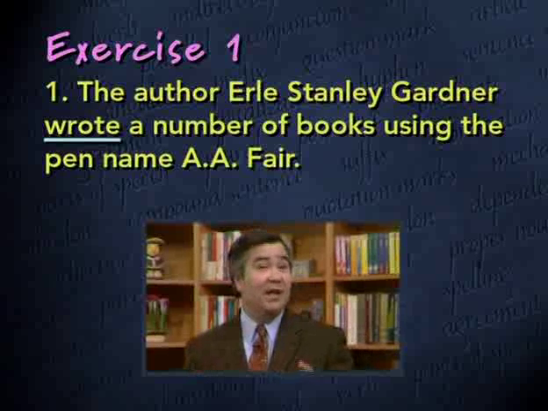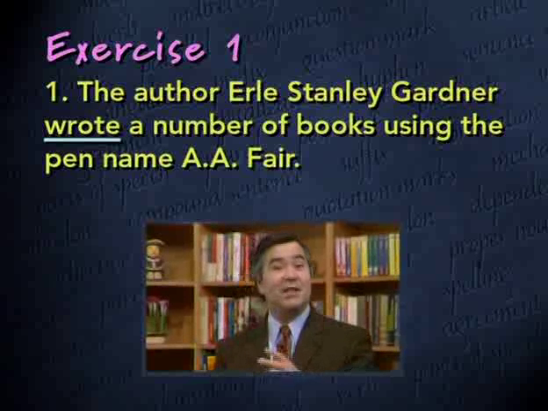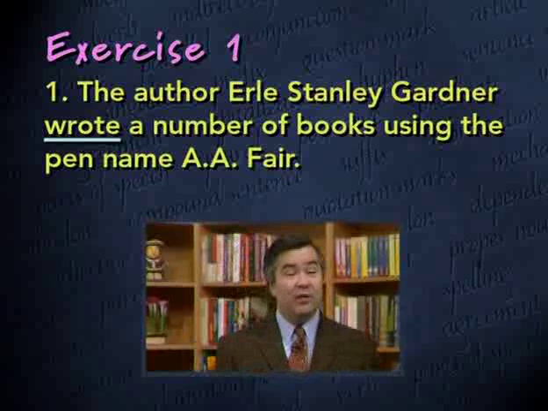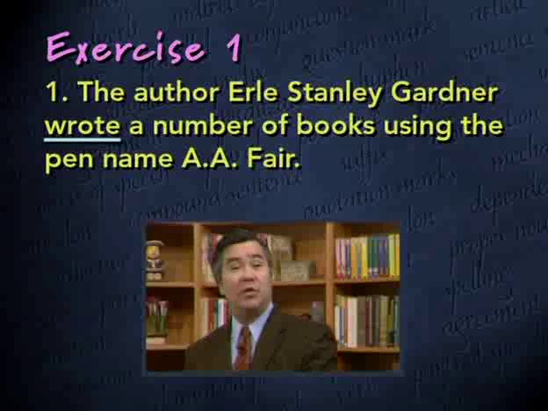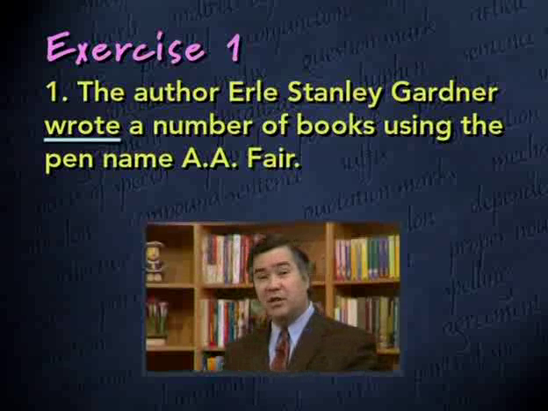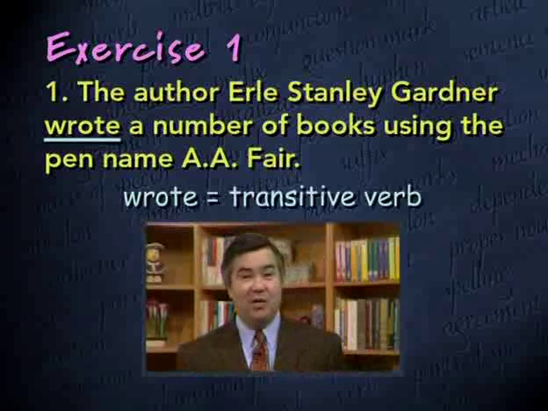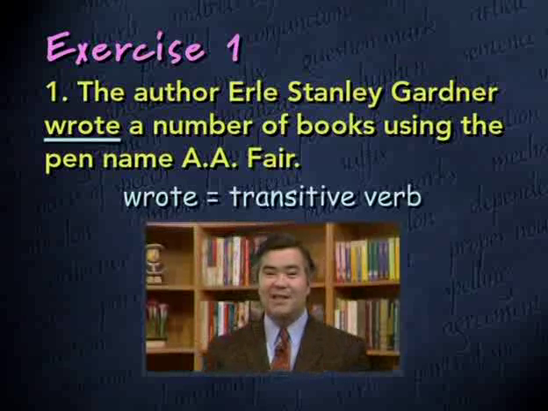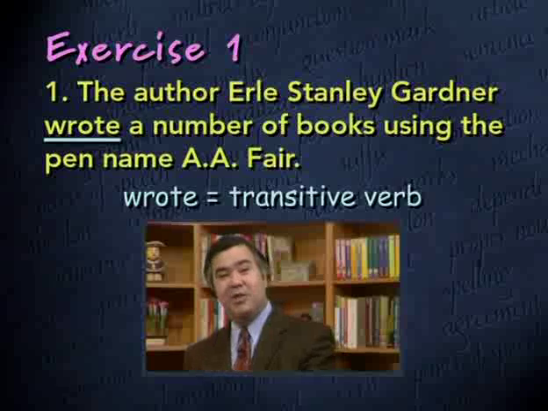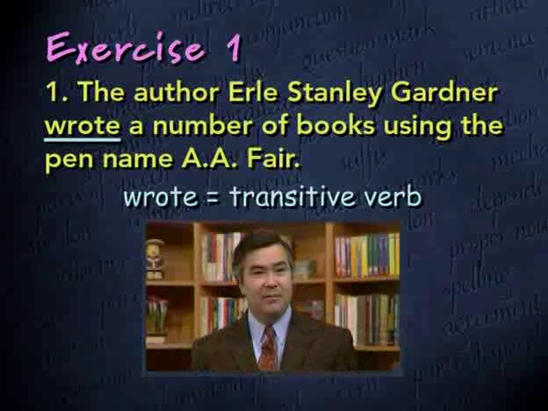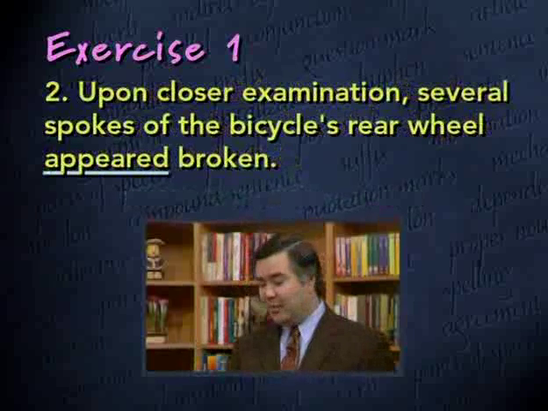That's what he wrote. He wrote a number of books. And therefore, there is an object that's receiving the action of the verb. The verb wrote, its action flows through to a number of books. Therefore, wrote is being used as a transitive verb. Because remember, only a transitive verb has an object which follows it, which receives the action of the verb. Let's look at the next example.